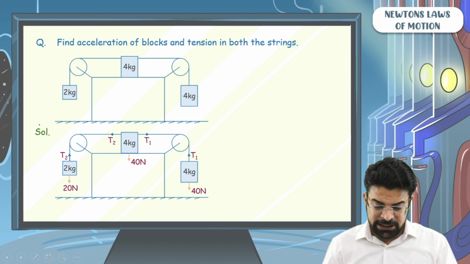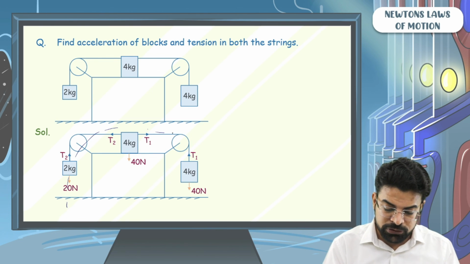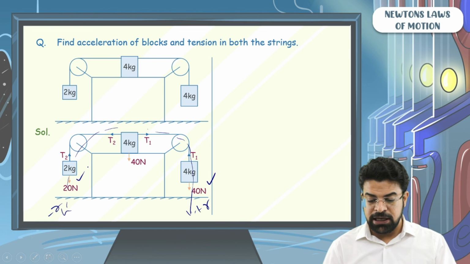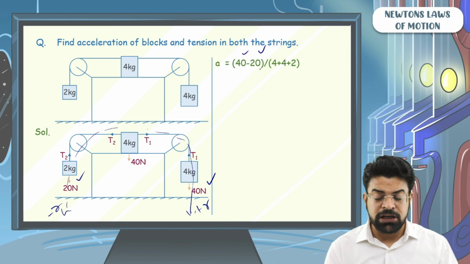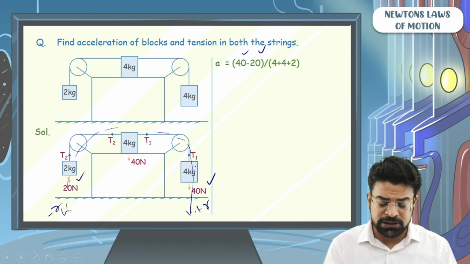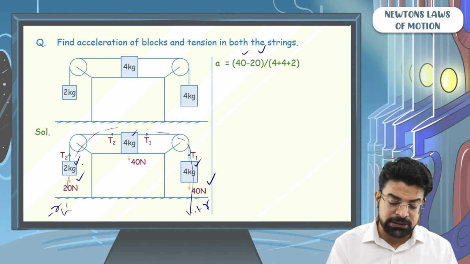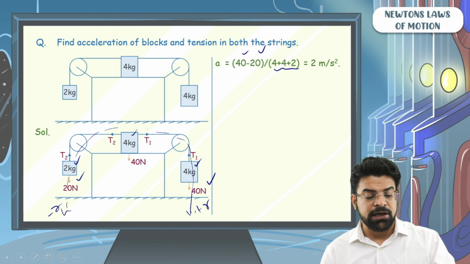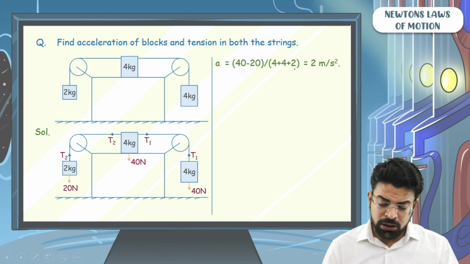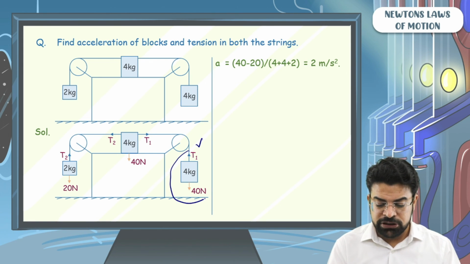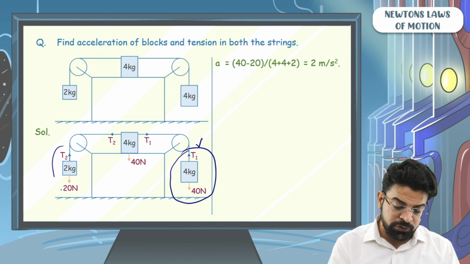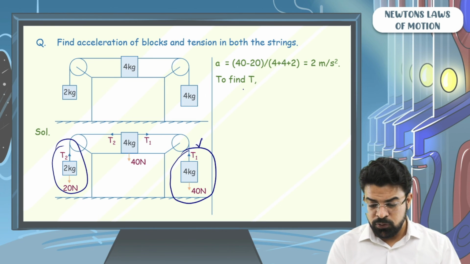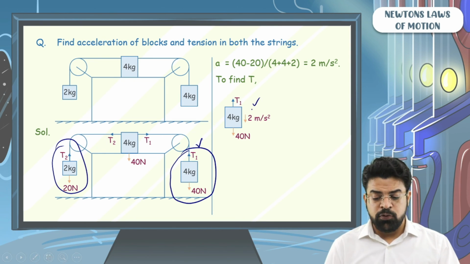So we can say the net driving force towards the positive gamma axis will be equals to 40 minus 20. So the acceleration has to be equal to 40 minus 20 upon the mass of whole system, and the mass of whole system will be 4 kg plus 4 kg plus 2 kg, which is 10 kg. So the acceleration comes out to be 20 by 10, that is 2 meter per second square. Now to find T1, make the force equation on 4 kg, and to find T2, make the force equation on 2 kg.